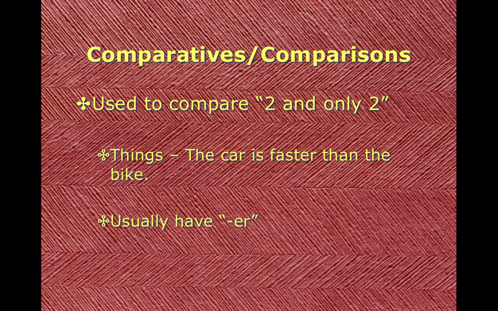Most of the comparative words are going to end with ER, like faster, taller, bigger, stronger. But there are some that don't. Like, you don't say interesting-er, it's more interesting than. You don't say expensive-er, it's more expensive than. So there are some that do not end with ER, but most of them end with ER: bigger, taller, faster, smarter.